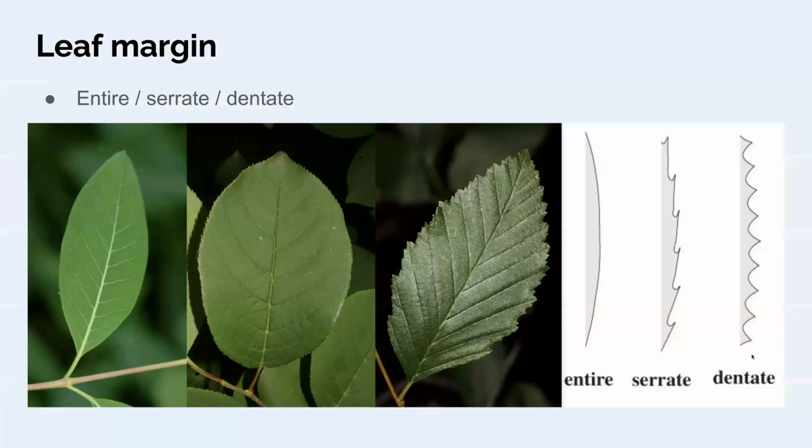And again, to be useful in an identification key, these terms should be very clearly different from the other kinds. So serrate versus entire is pretty easy to tell. Serrate versus serrulate, that would be something you might need to describe in more detail, say the number of teeth per centimeter or something.